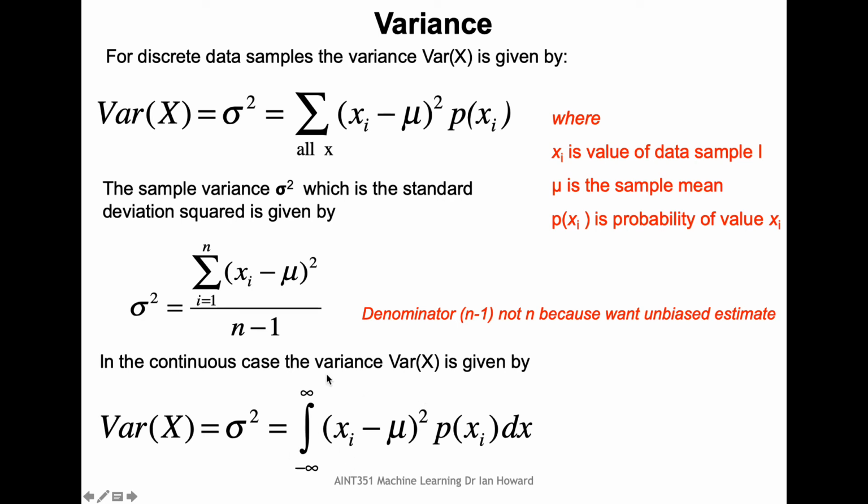So we integrate in this case. In fact, we're integrating from minus to plus infinity. Again, we calculate the value of x, take away the mean, we square it, and we multiply by the probability of that particular value occurring. So it would be the density in the case of a continuous variable.